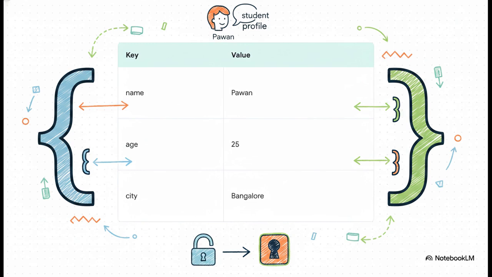Let's ground this abstract idea with a practical example. Say a student profile for someone named Pawan. We've got our defined keys here, name, age, and city. And notice how they map directly to their corresponding values. So the key name maps straight to Pawan, age maps to 25, and city maps to Bangalore. It creates this really clean, unshakable one-to-one relationship.